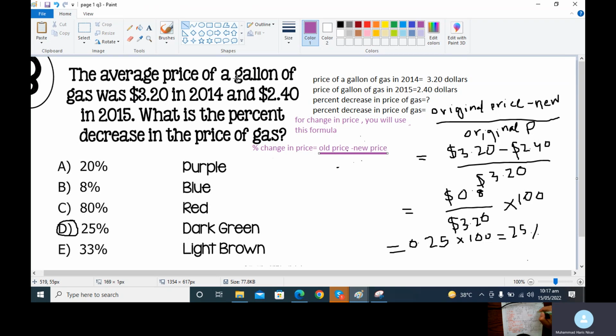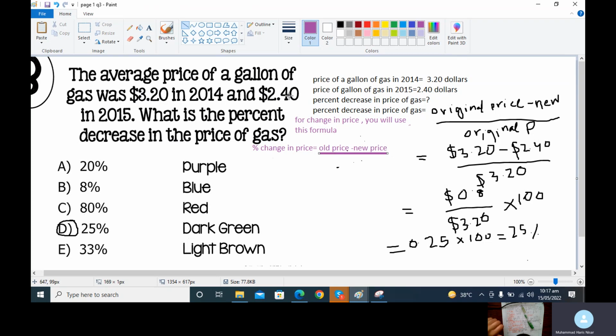The average price of a gallon of gas was $3.20 in 2014 and $2.40 in 2015. So, what is the percent decrease in the price of gas? This is your first price, your reference price. With this price, you need to tell the percentage change in price. That is obviously your old price, and the next one is the new price.